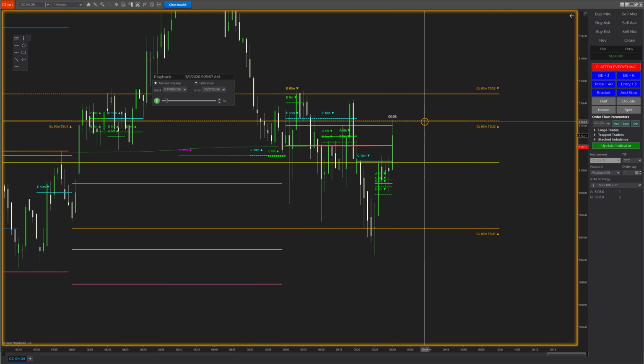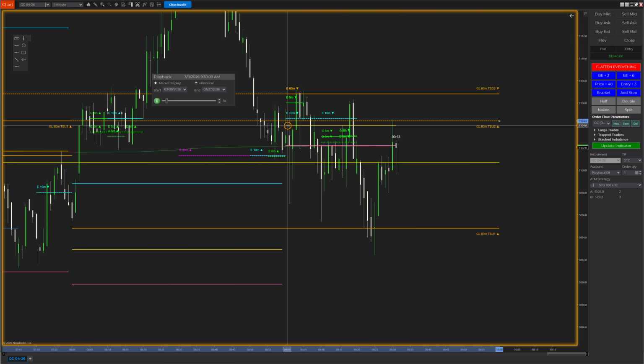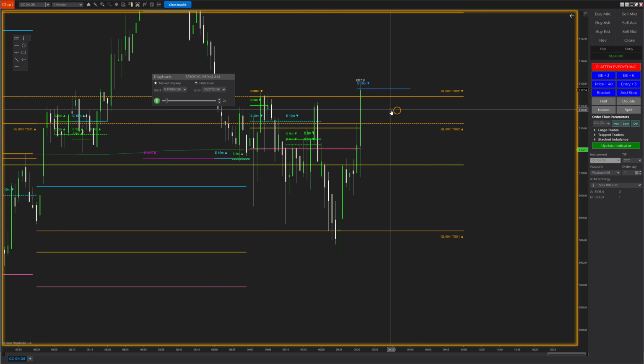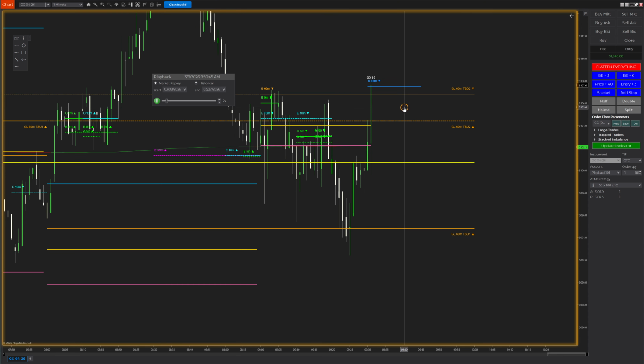Got a wick of the POC. This hour has been fully tested multiple times. Oh, slow down. 15-minute going through that 60-minute, 5-minute. Okay, now we're looking at, this looks promising.